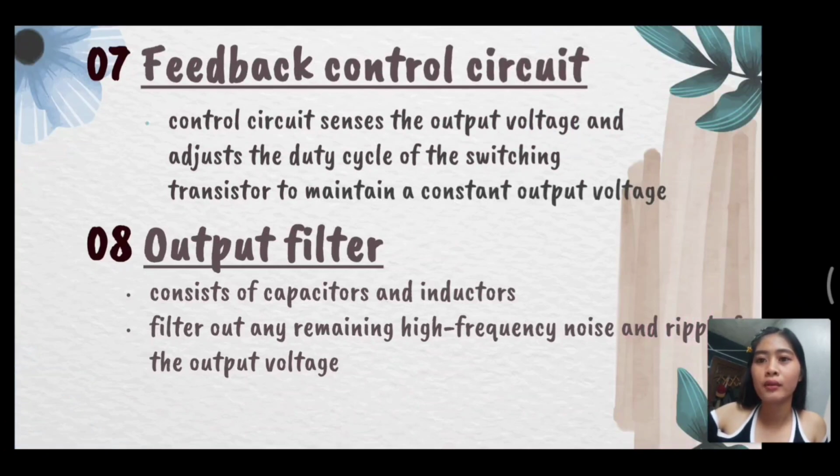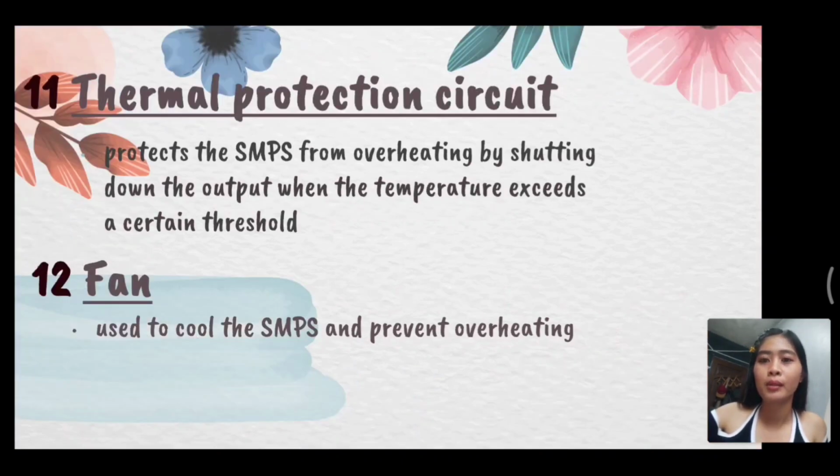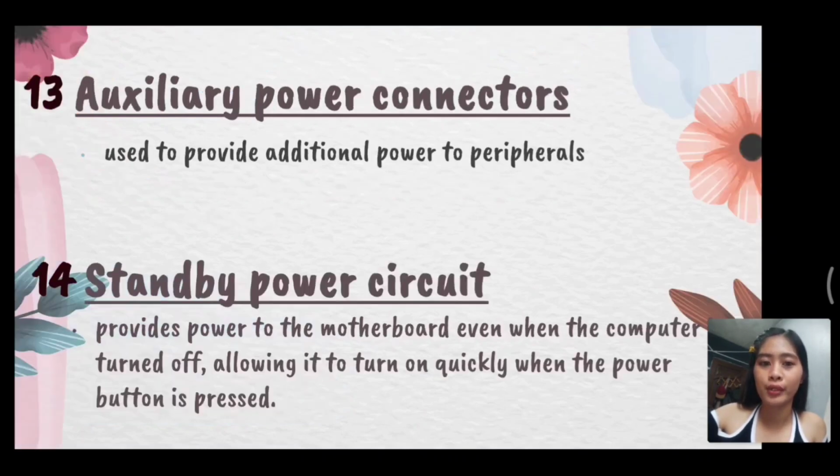Feedback control circuit, a control circuit that senses the output voltage and adjusts the duty cycle of the switching transistor. Output filter consists of capacitors and inductors. Output voltage sensing circuit senses the output voltage and provides feedback. Overcurrent protection protects the SMPS from overloading and short circuit by shutting down the output. Thermal protection protects the SMPS from overheating by shutting down the output. Fan is used to cool the SMPS and prevent overheating.